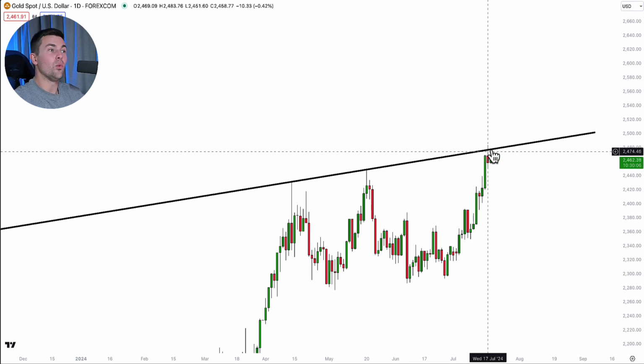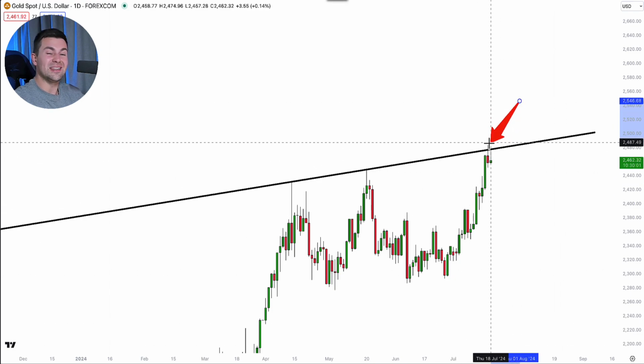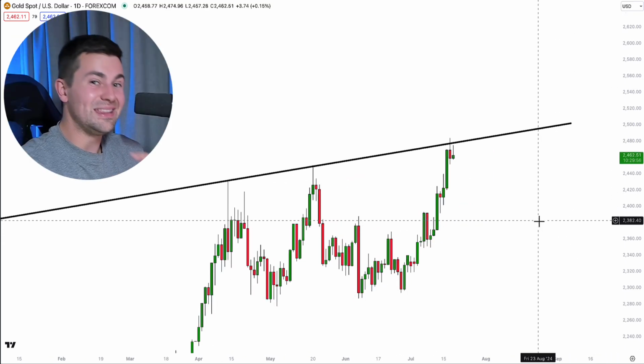And you can see that when the price approached that trend line, we already saw a nice rejection from that trend line. So that will be our next important resistance on gold beyond the historical key levels.